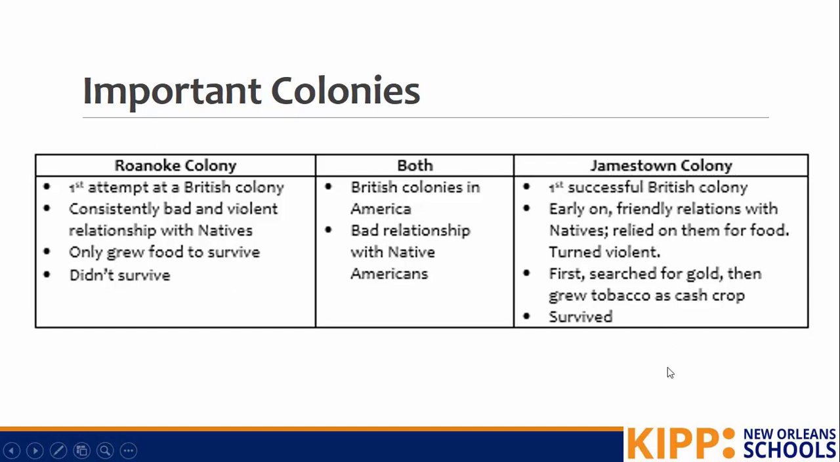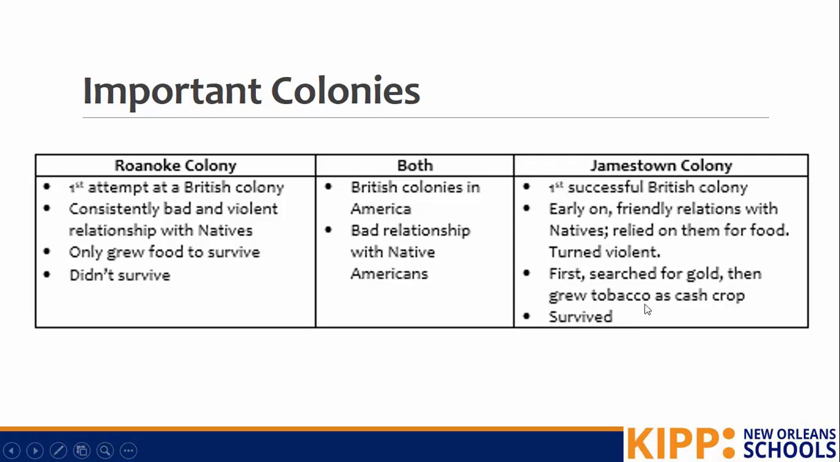Jamestown is the first successful British colony. And Jamestown had a different history. Early on, they actually had really friendly relations with the Native Americans. They needed them for food, but over time, that relationship soured and it turned violent. Jamestown Colony first was just searching for gold. They actually didn't even grow enough food to feed themselves. Remember, they had that starving time.